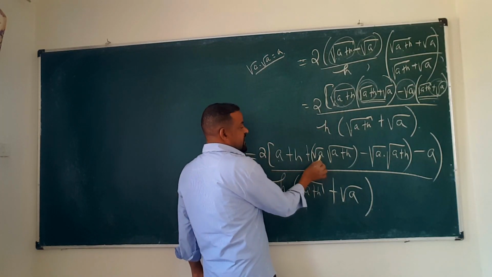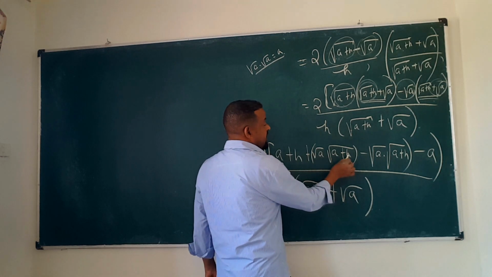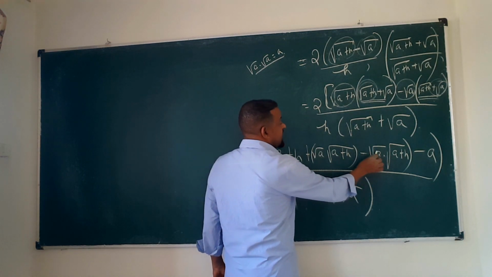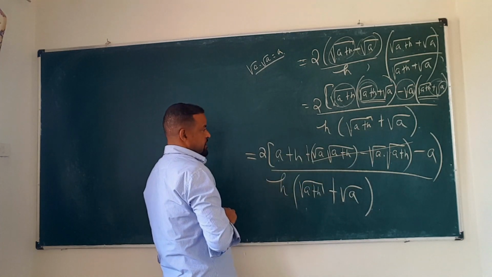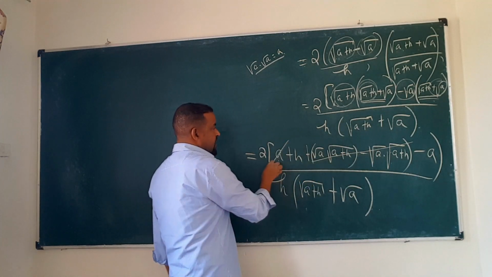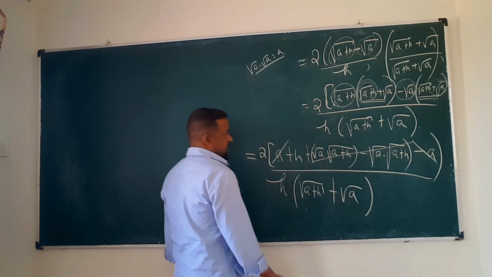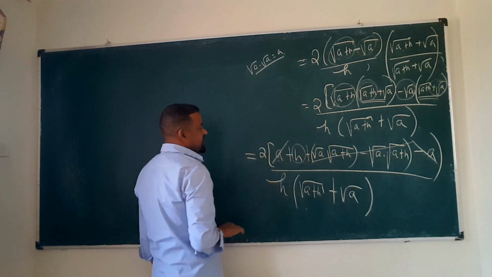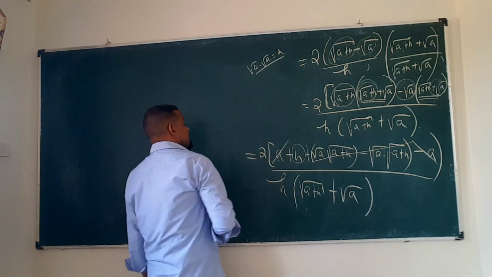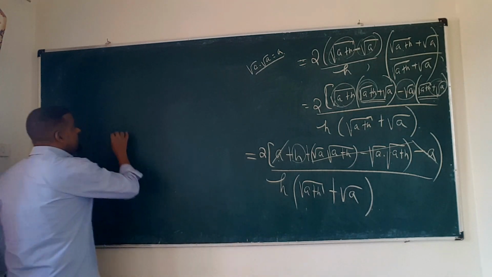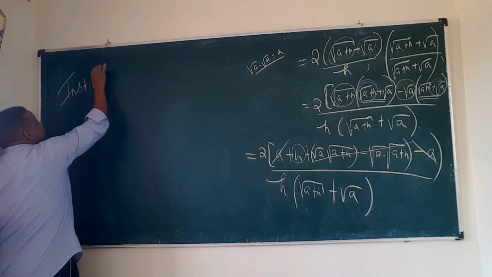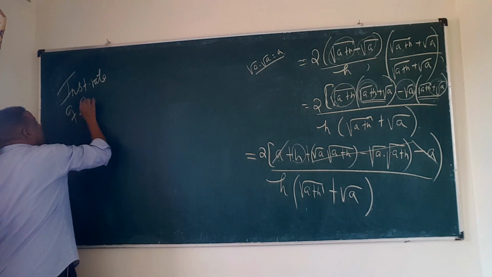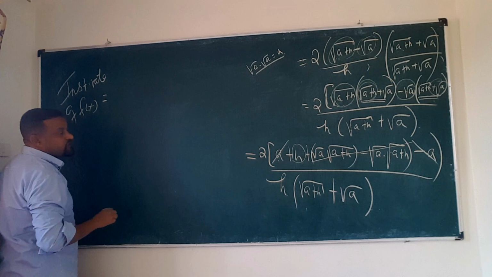Positive radical a times radical of a plus h, negative radical a times radical of a plus h. So this will be cancelled out. Now, this a will be cancelled out by negative a. አሁን ከላይ ምን ቀረን? ልብ አድርጉ h ነው የቀረን። Alright? So አሁን ምን አገኘን? The instantaneous rate of change of that function will be what?